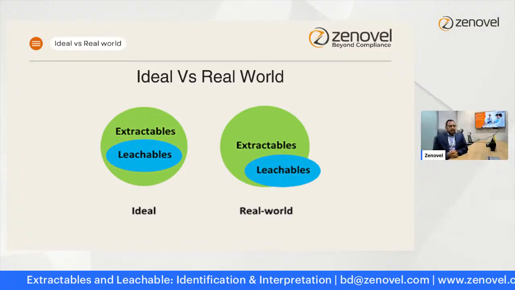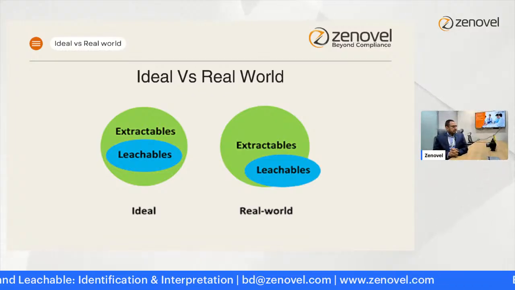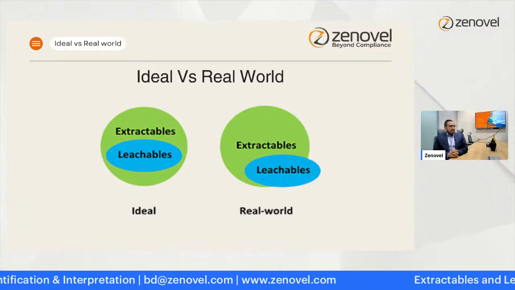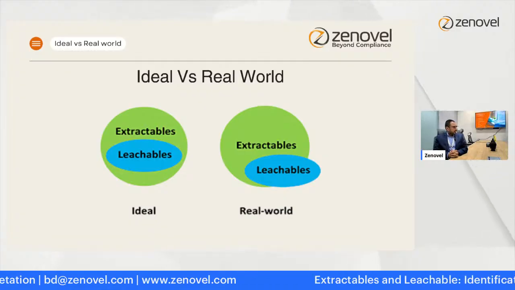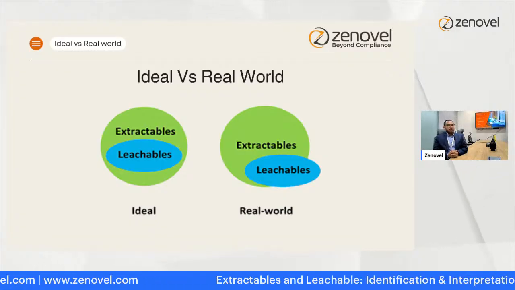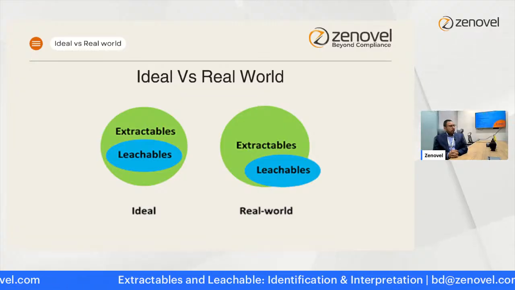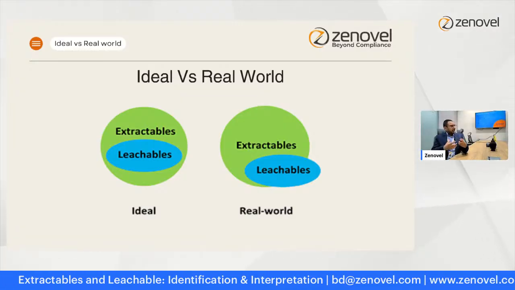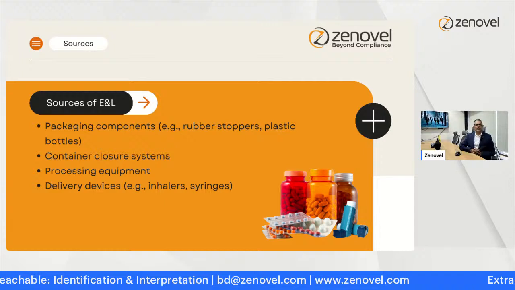So now we understand what extractables and leachables are. They are coming from sources other than the pharmaceutical product. Can you elaborate more on what kinds of sources they are coming from?